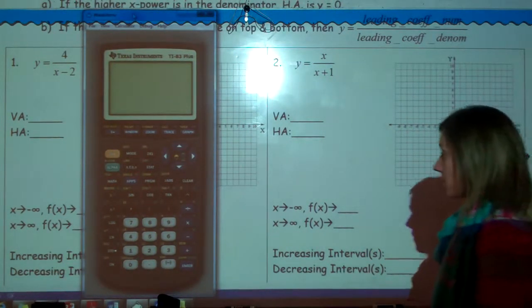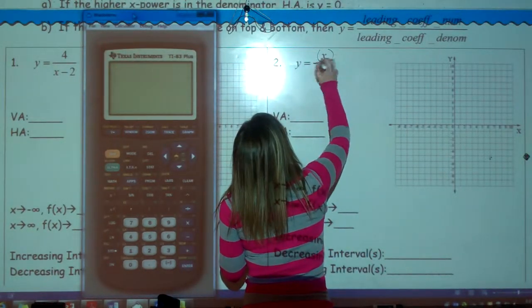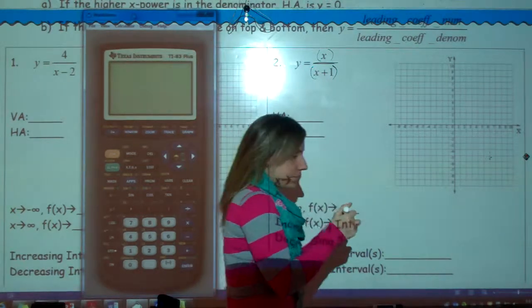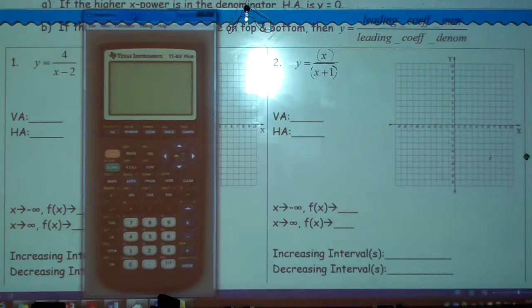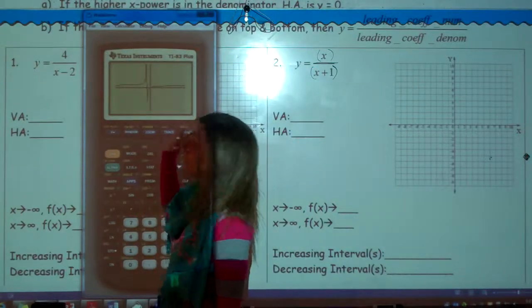And again, we can use the calculator to graph. Just put parentheses around the top and around the bottom, so it'll give us our shape. Y equals parentheses x over parentheses x plus 1. All right, so here is the general shape. It's actually the other corners, top left and bottom right instead.